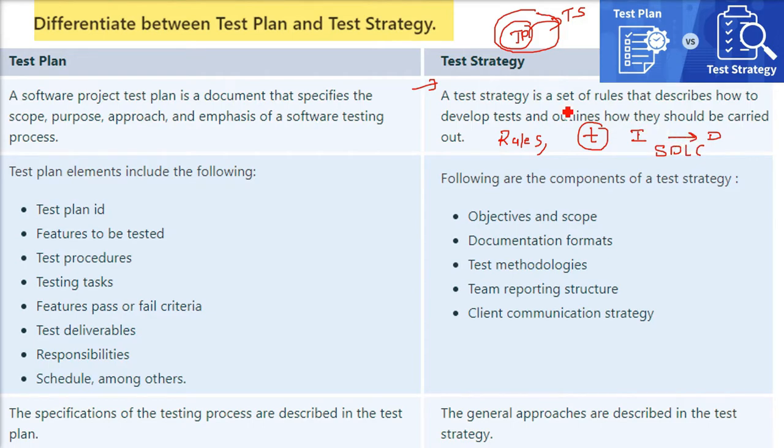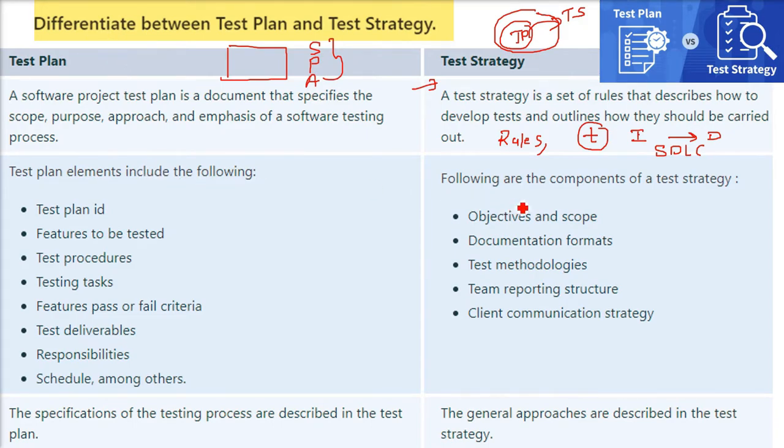The test plan, a software project test plan, is a document. And it specifies what? It specifies the intricacies. Even the scope, purpose and approach are there. But more emphasis is on the actual software testing process.